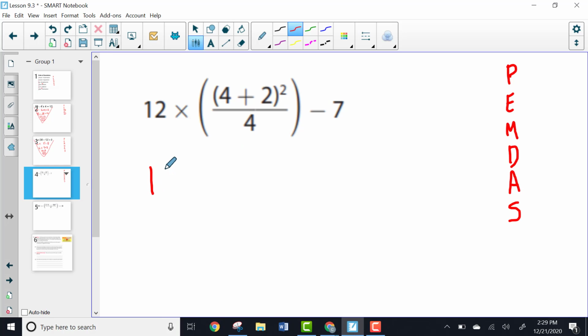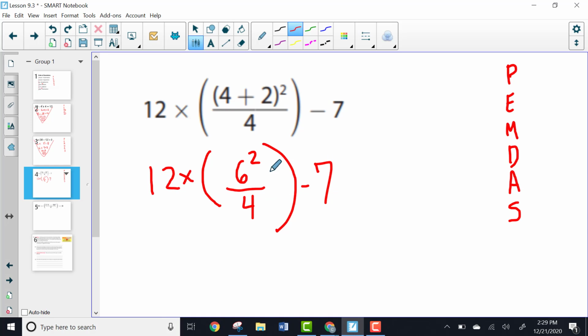So what we'll do is we'll write this problem out. 12 times, and we're going to write this big parentheses out: 6 to the power 2 over 4 minus 7. I know I got a little crazy there with my parentheses, but no big deal. So we have that problem now.